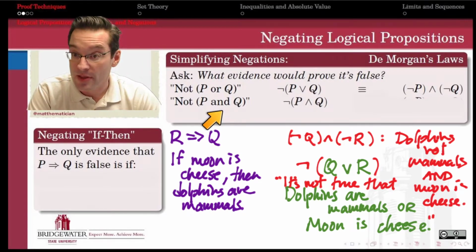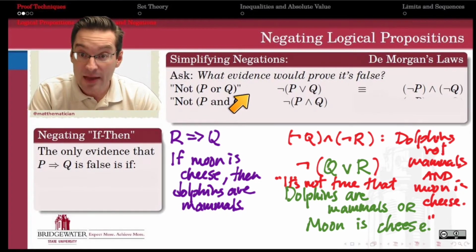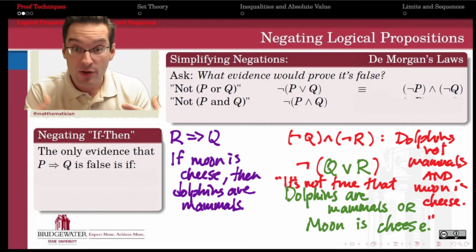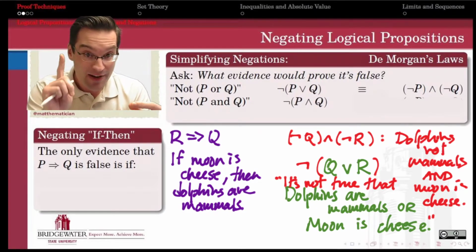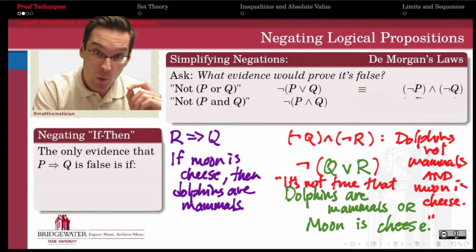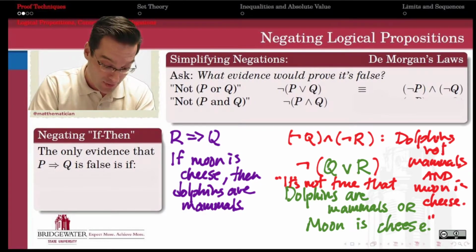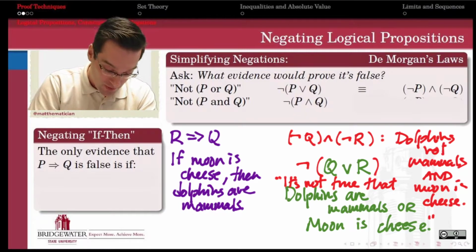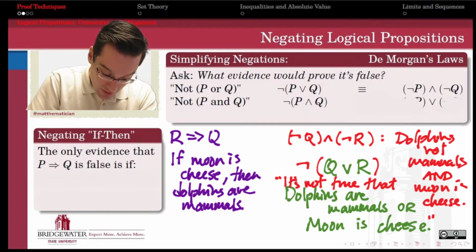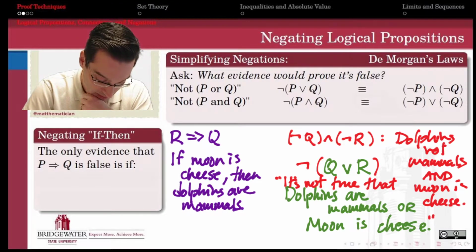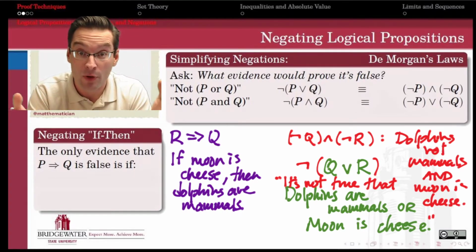So similarly with the conjunction, P and Q was true only when both of P and Q were true. So if I wanted to show that P and Q is false, I just need to find a single chink in the armor. I need to find one of the pieces that make up my conjunction and show that that one piece is false. So P and Q is false exactly when either P is false or Q is false. That's the second of the De Morgan's laws for logic.